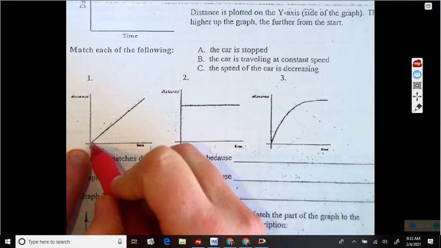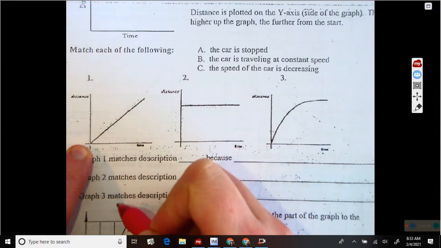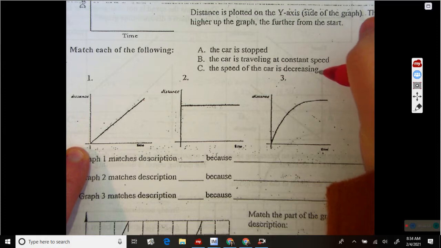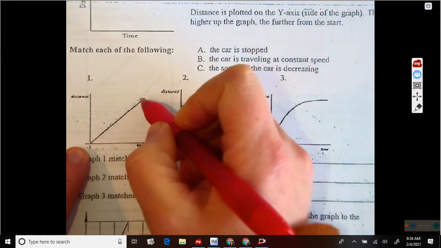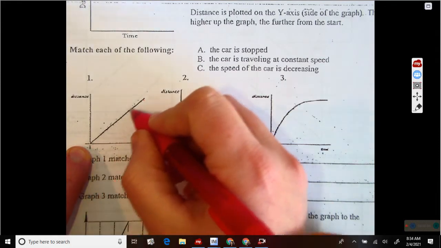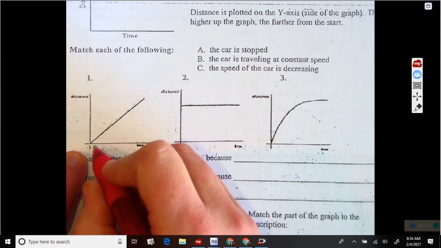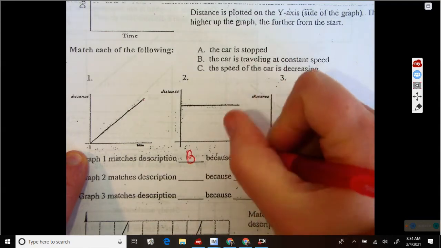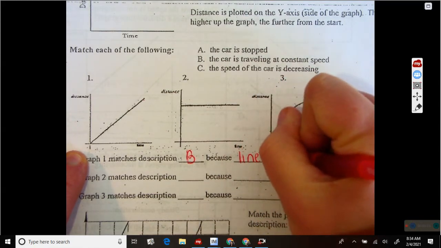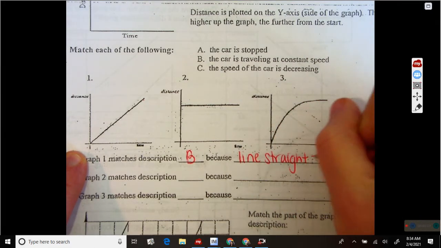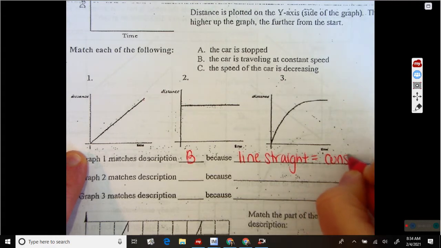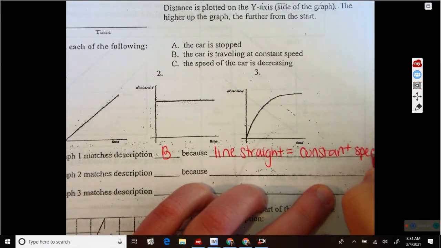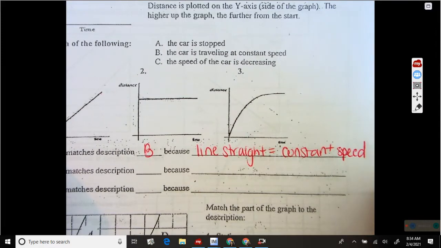So for graph 1, we notice my distance is increasing as time is increasing. So it can't be that the car is stopped. So we know it's either the car is traveling at a constant speed or the speed is decreasing. Because my line is straight, that means my distance is increasing at a steady rate as time is increasing. So 1 would be the car is traveling at a constant speed. And the reason for that is a straight line equals constant speed. Now, this won't be true on a speed versus time graph, but when distance is increasing in an equal amount, your speed is constant.